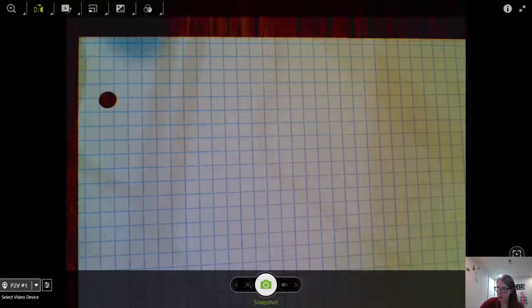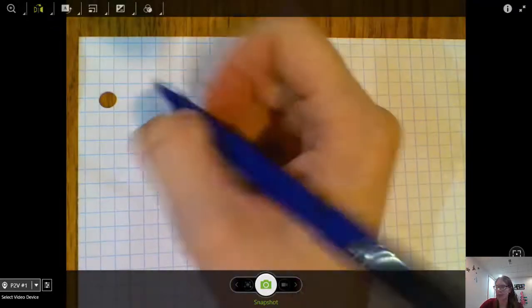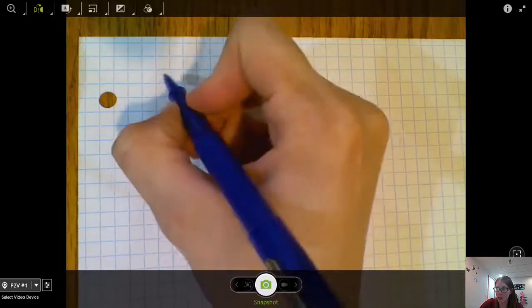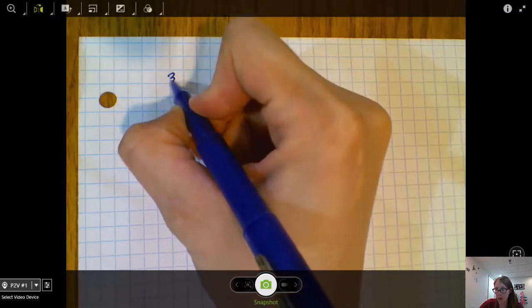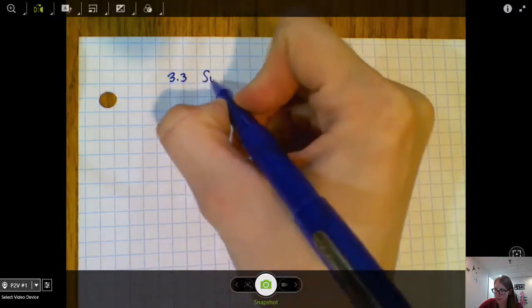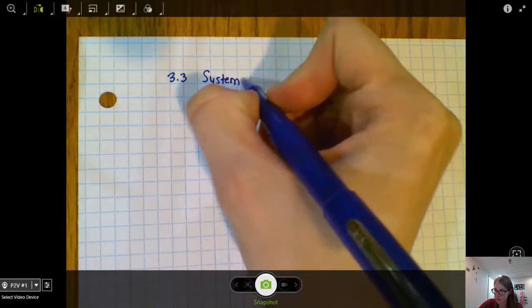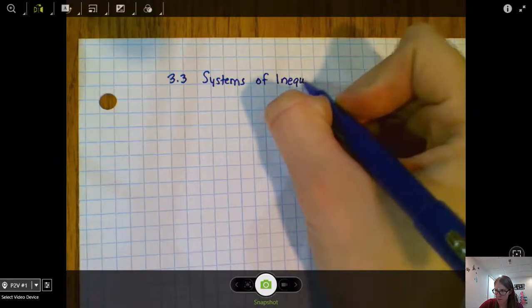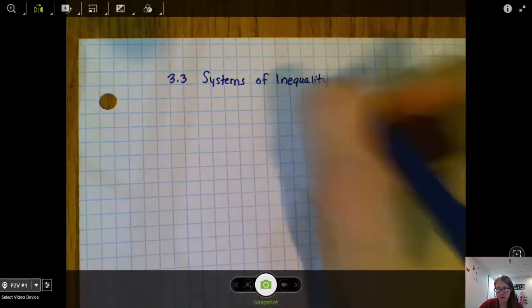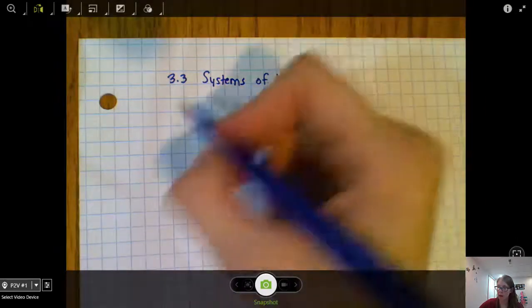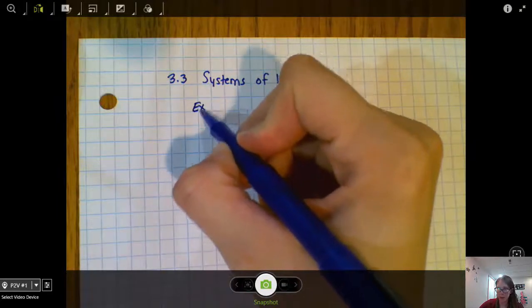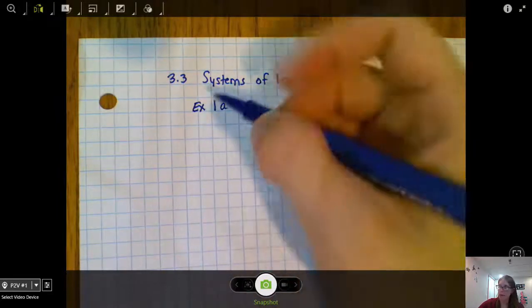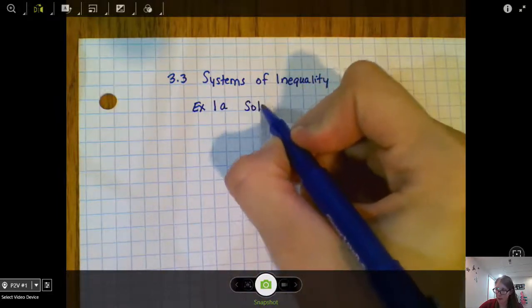In section 3.3, we start looking at systems of inequalities and what it means to solve a system of inequalities. So we are going to look at, again, what it looks like to solve a system here. With example 1a, we're going to solve by graphing.